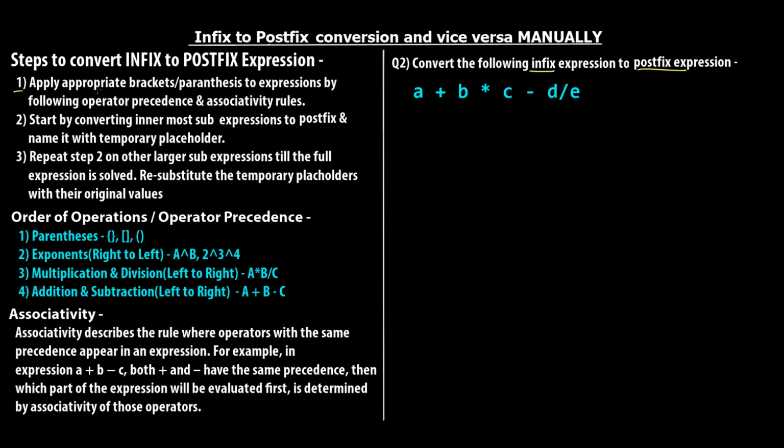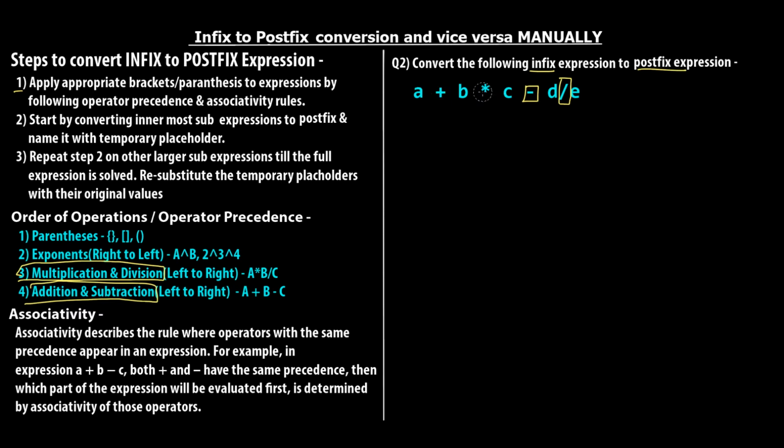Step number 1 says apply appropriate brackets and parentheses to expressions by following operator precedence and associativity rules. So let's scan this infix expression. Over here we have a plus operator, a multiplication operator, a subtraction operator, and a division operator. Now, according to operator precedence, multiplication and division have higher priority than addition and subtraction. We have all of these involved over here. So multiplication and division obviously are going to happen first.